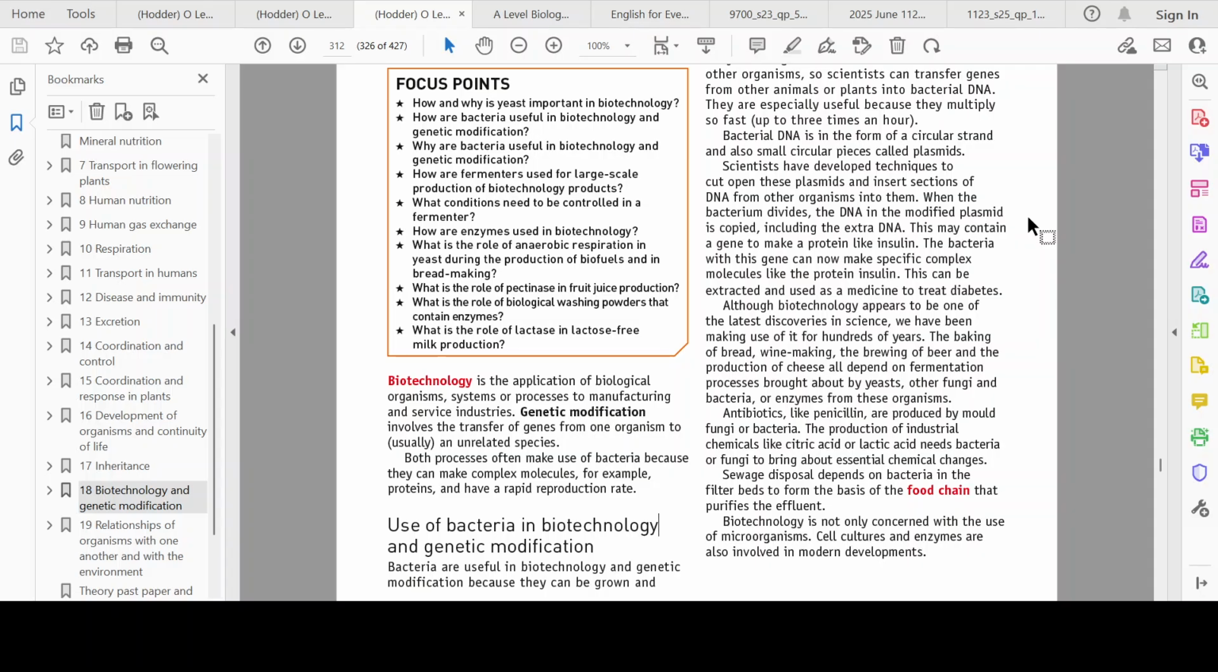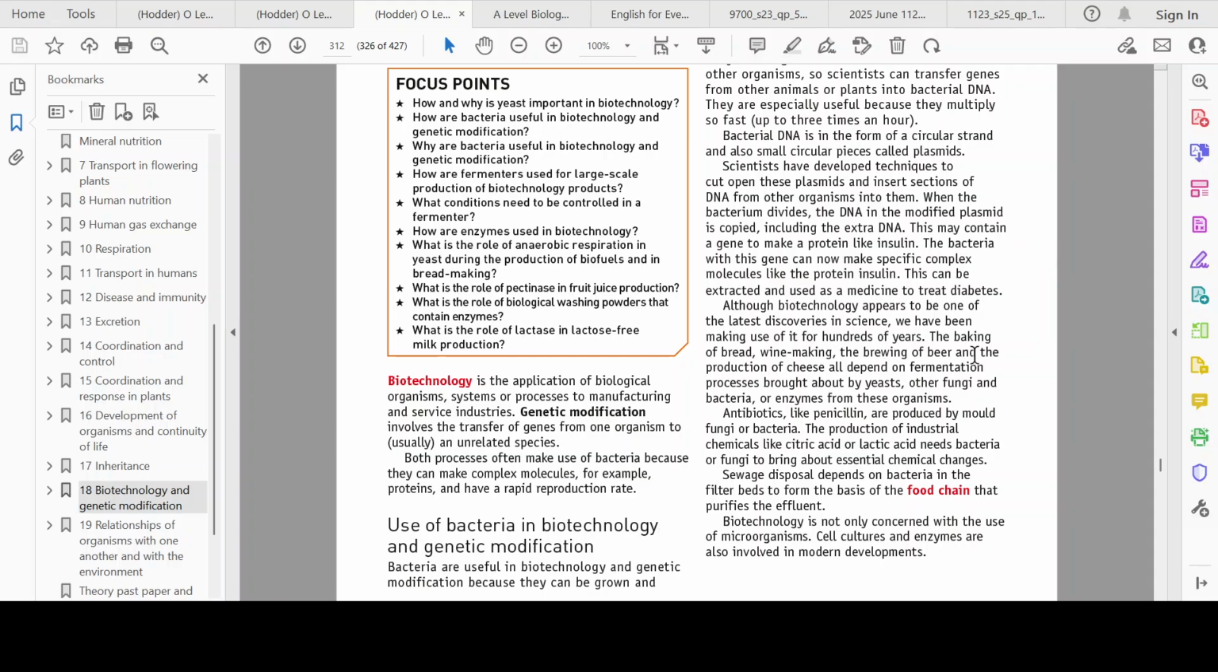And those bacteria are then grown where they produce human insulin proteins, and then that is extracted and obviously used as medicine for people who are suffering from diabetes.